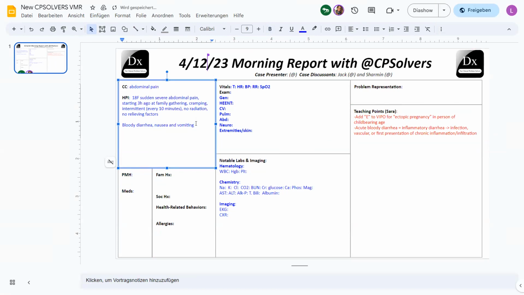Okay, so for the past medical history for this patient, she doesn't have any remarkable past medical history, except that the family says that this is not the first time that she had bloody diarrhea, but she had never presented to the hospital before. Regarding her past family history, it's pretty interesting.